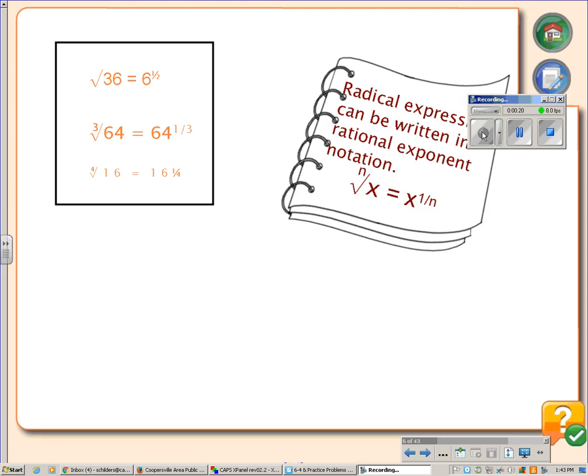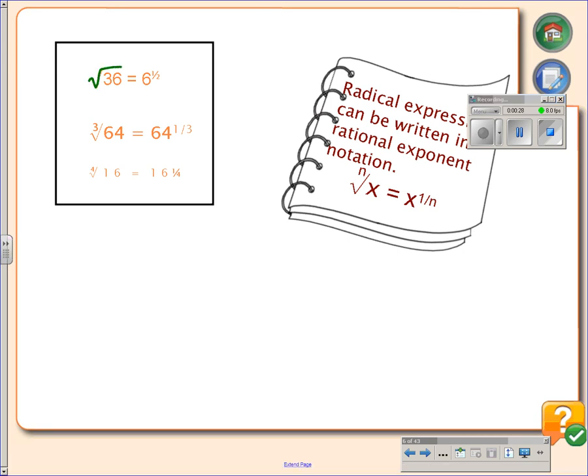So first of all, anything that can be written as a radical can be rewritten as a rational exponent. So the square root of 36, this is a typo, would be 36 to the 1/2 power. The 1/2 here comes from the fact that this is a square root, so your index is 2.